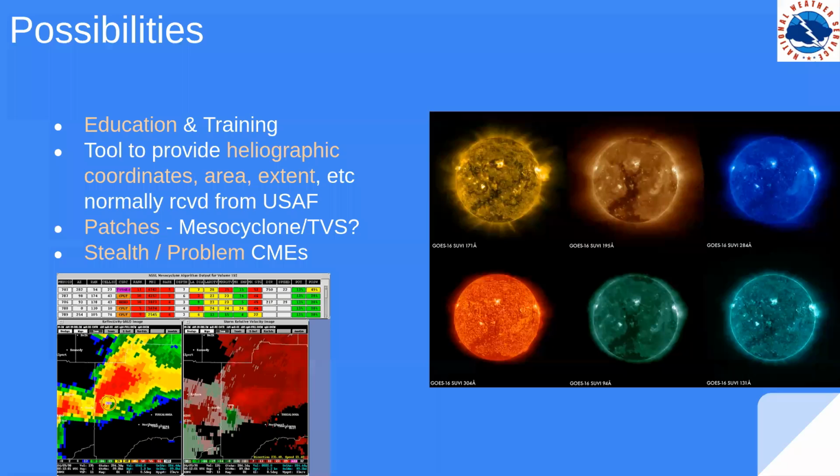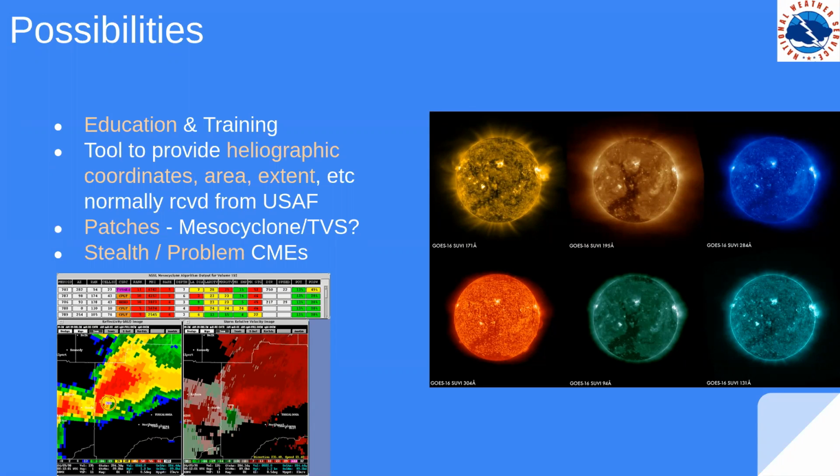If I had time and abilities, I'd build tools to give me heliographic coordinates and area and extent, the types of things we receive from the Air Force. I'd love to be able to pull those out of the HMI data to be able to use in my solar region summaries.